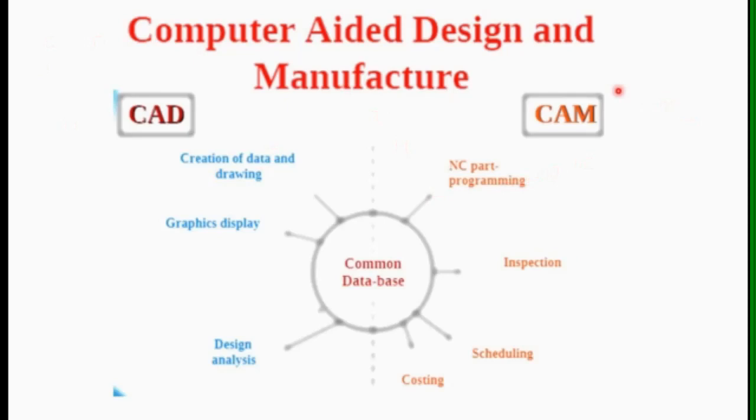CAM is related to manufacturing. In CAM, there is NC part programming, that is, numerical control programming that machines can understand. Then scheduling and planning of manufacturing operations. Then inspection, where computers are also used. Then costing, to reduce cost and to produce accurate components. All these operations are controlled by computers in computer-aided manufacturing, CAM.